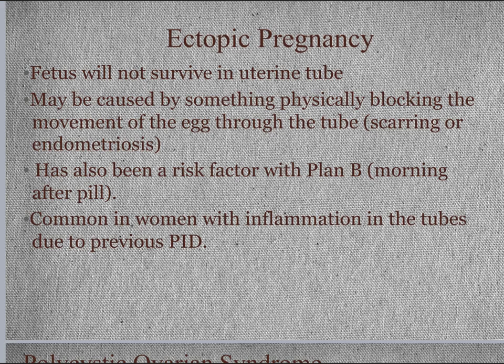Also, scarring or endometriosis can also prevent this from happening. There has also been seen an elevated risk if you use Plan B too many times. This is also known as the morning after pill, and it can also increase your chance of an ectopic pregnancy. So ectopic pregnancy is pretty common in women with inflammation in the tubes due to previous pelvic inflammatory disease from subsequent or secondary sexually transmitted disease infections.